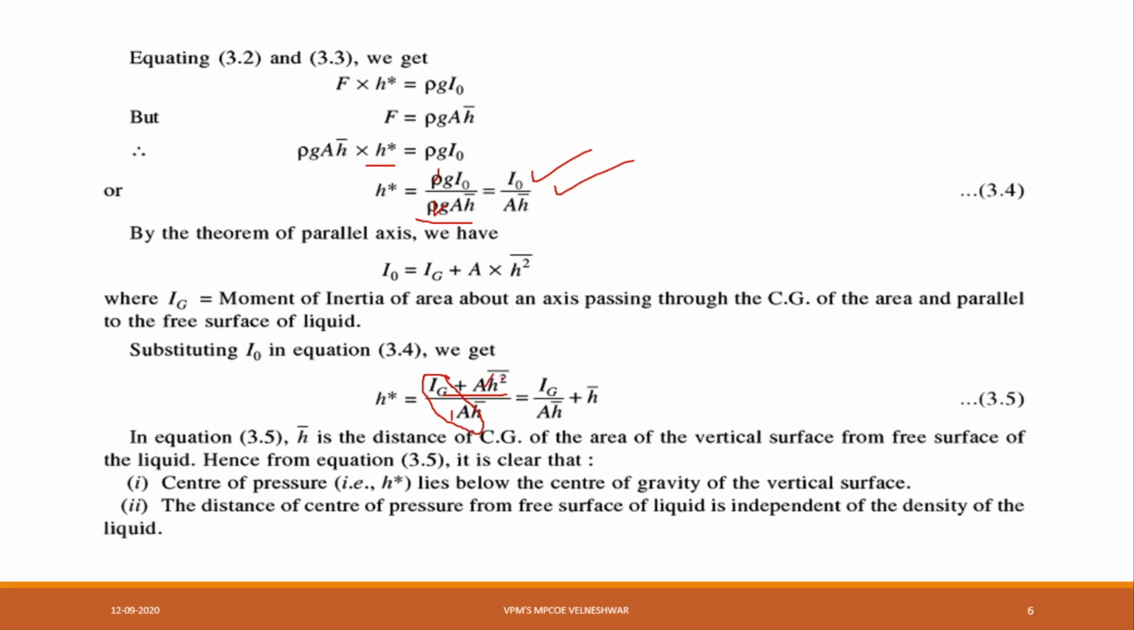The H bar square cancels, so the final formula is Ig divided by A H bar plus H bar. Like this I have to find the equation of H star, which is nothing but the center of pressure height.